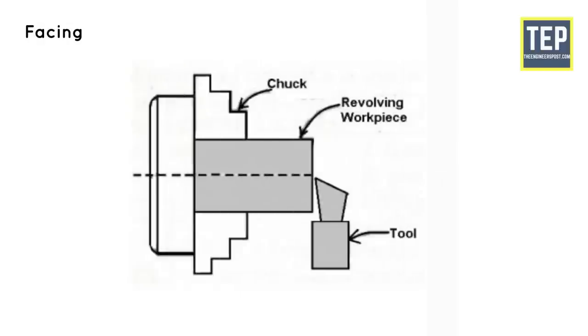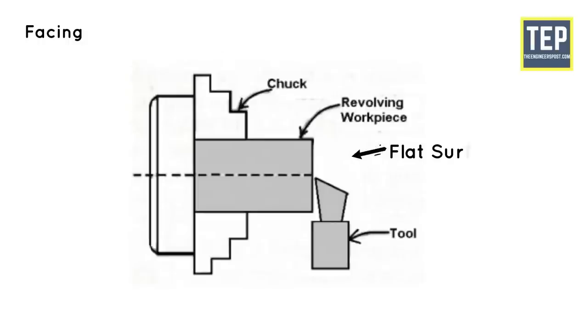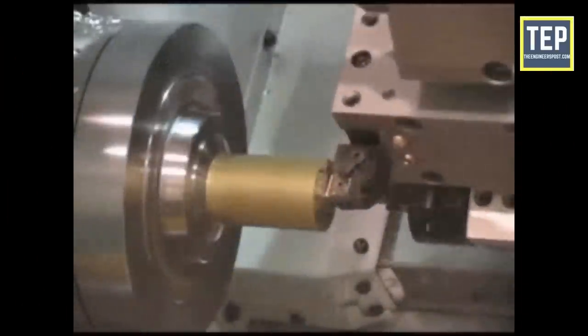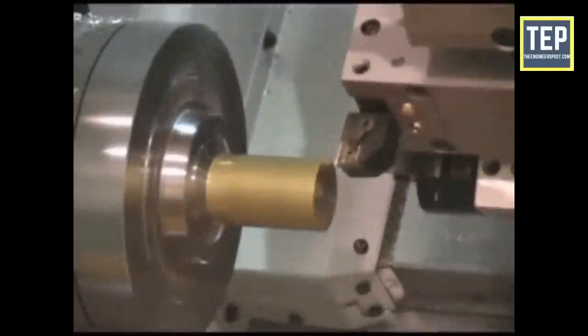Facing. Facing is an operation of reducing the length of the workpiece by feeding perpendicular to the lathe axis. This operation produces a flat surface on the end of the workpiece. A regular turning tool or facing tool may be used for this operation. The cutting edge of the tool should be set to the same height as the center of the workpiece.